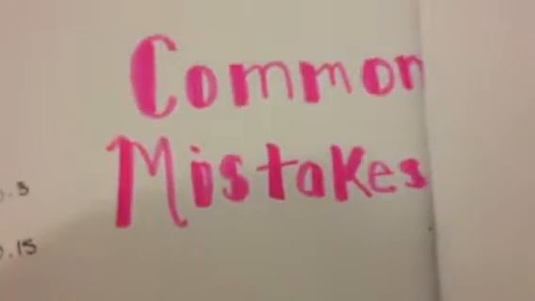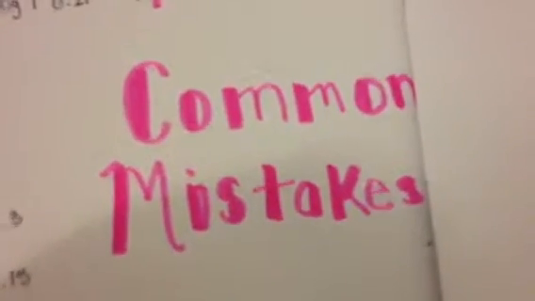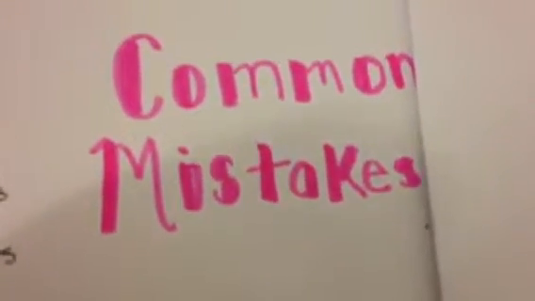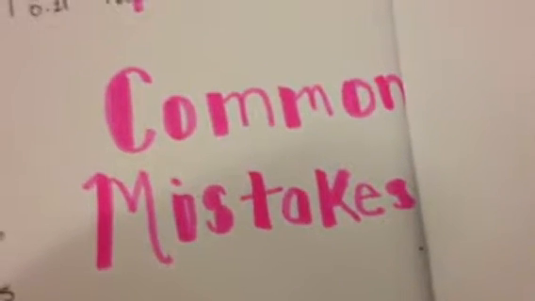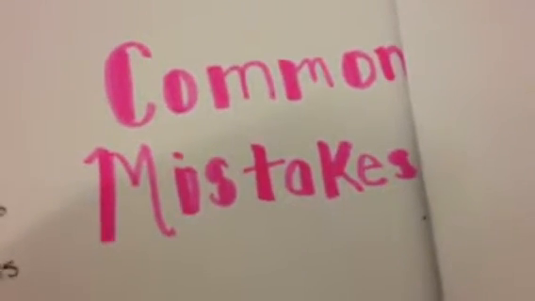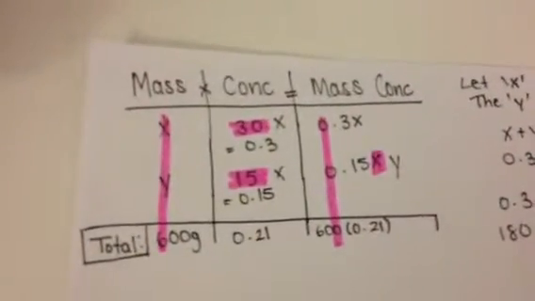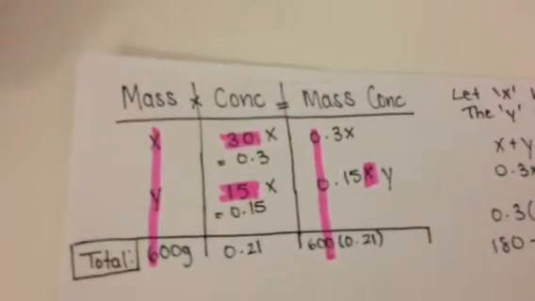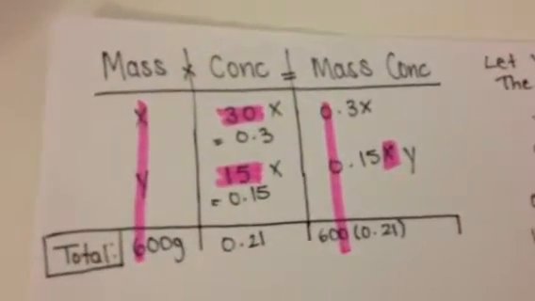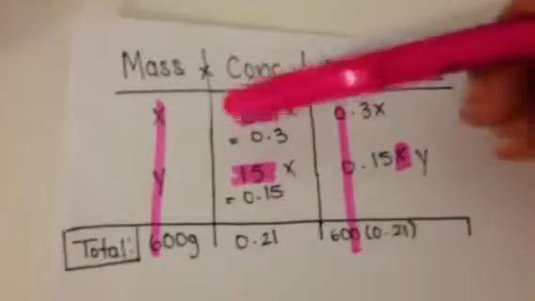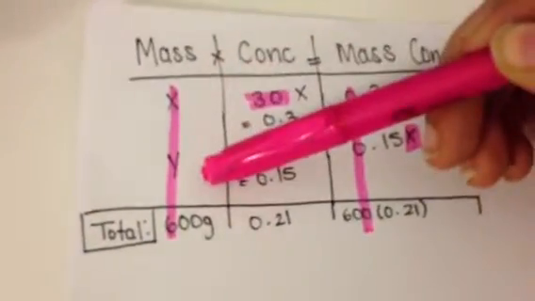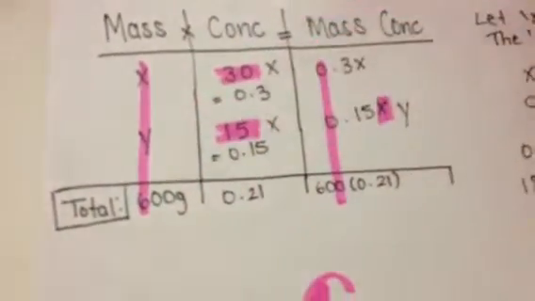one type of granola is 30% fruit and another type is 15% fruit. What mass of each type of granola should be mixed to make 600 grams of granola that is 21% fruit? So I let X be the concentration of 30% fruit and then Y is the concentration of 15% fruit. So I would place my X and Y variables into this.